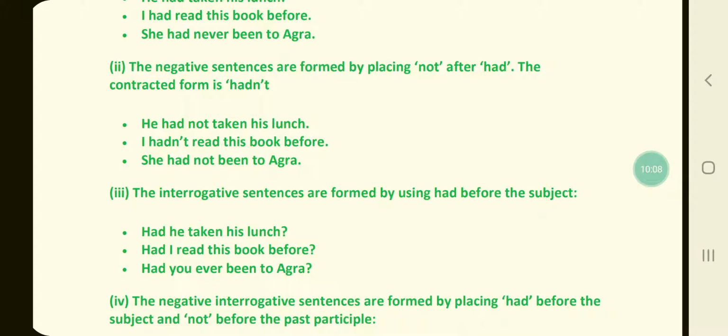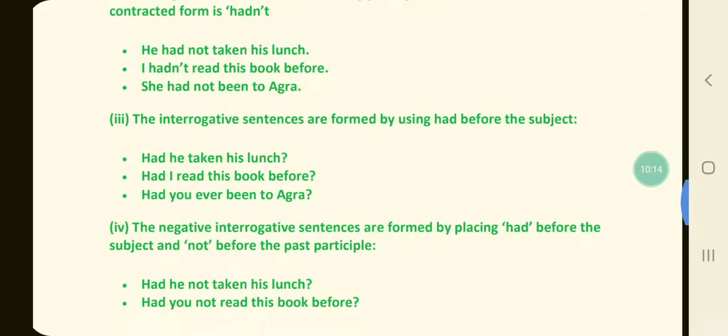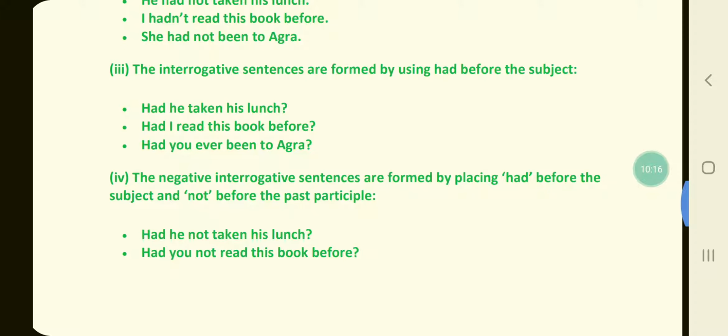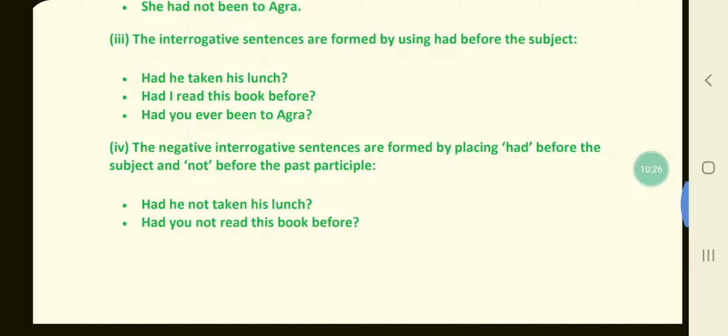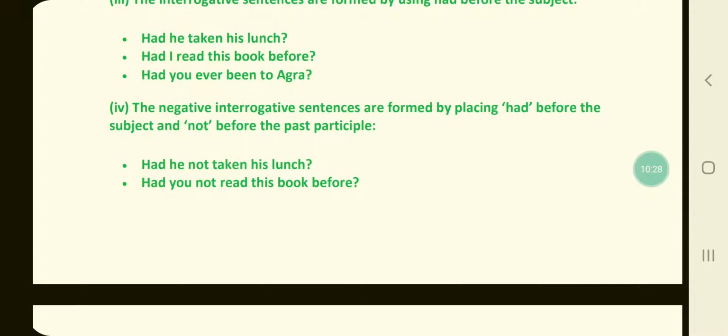Number 3, the interrogative sentences are formed by using had before the subject. Had he taken his lunch? Had you ever been to Agra? Now, fourth, the negative interrogative sentences are formed by placing had before the subject and not before the past participle. For example, had he not taken his lunch? Had you not read this book before?